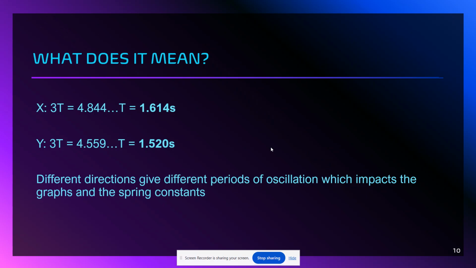Now calculating the period of oscillation for the x and y directions, I took 3 consecutive periods and found the average time between them. And as you can see, for x and y, they deviate by around 0.9 seconds, proving that different directions give different periods of oscillations, which impacts the graphs and the overall spring constants of the system.